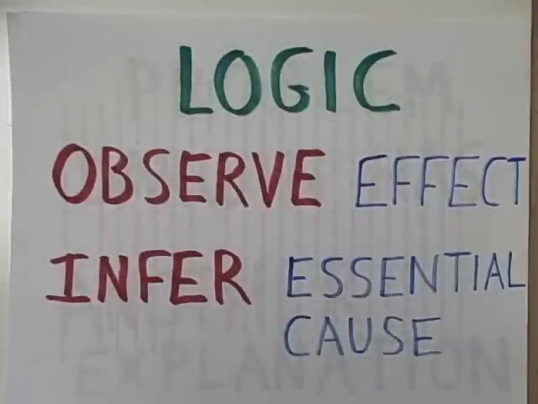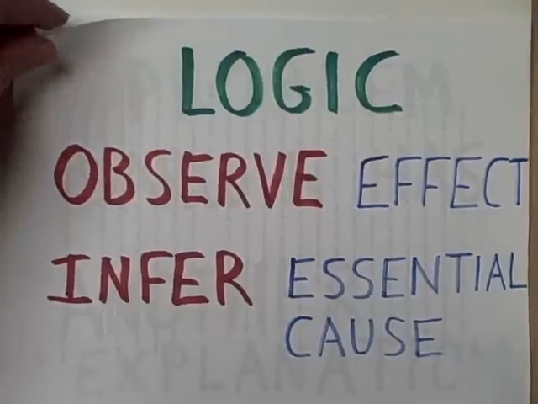Now, this argument is fairly straightforward, and it has been around a long time, and it was considered a very powerful argument for the existence of God. It involves very straightforward logic. We observe an effect and infer an essential cause. The effect would be the existence of design within nature. The cause, which is assumed to be essential for that effect, is the existence of a designer, God.